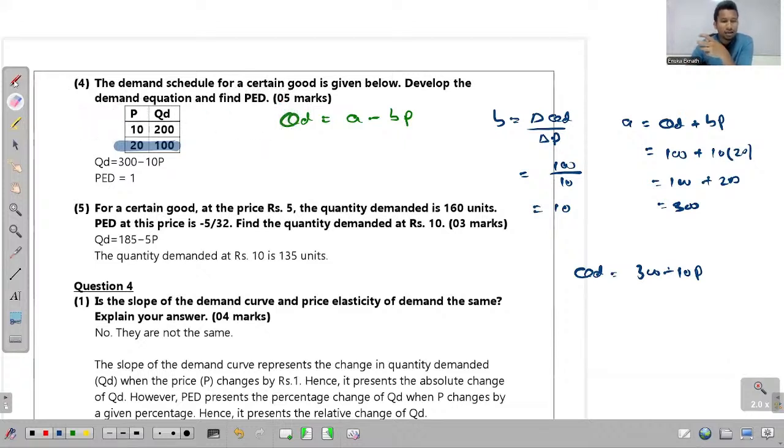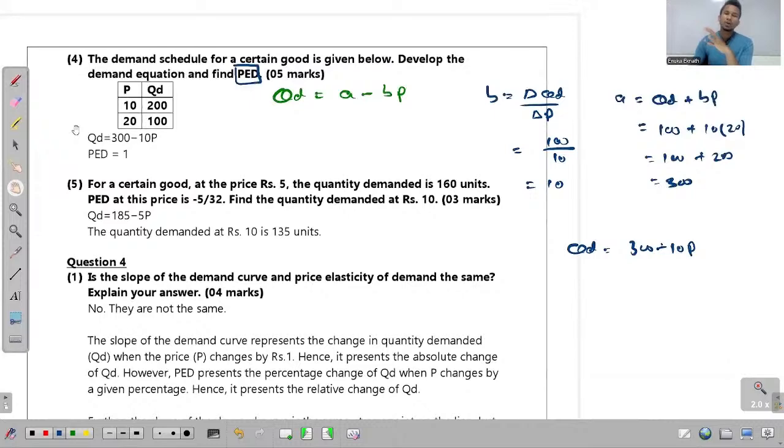You need to understand that the real requirement is to calculate arc PED, not the point PED. That's what you need to understand. So next time, don't ask for which price you need to calculate PED. Remember, if the price is not mentioned, you just need to calculate arc PED.